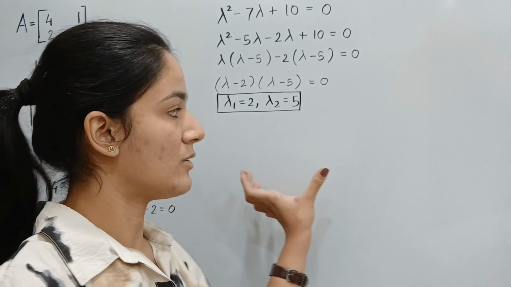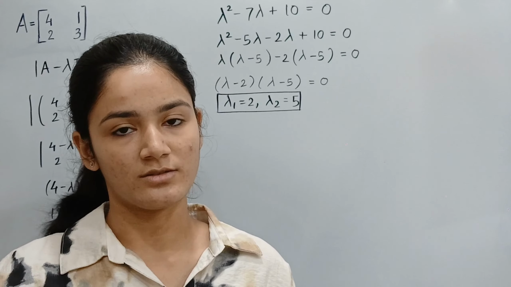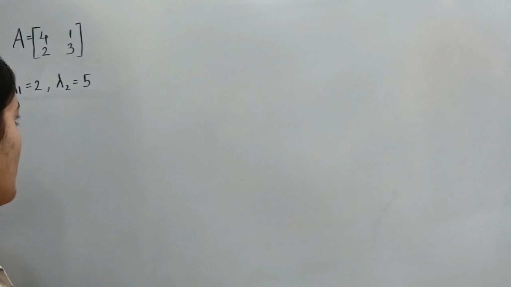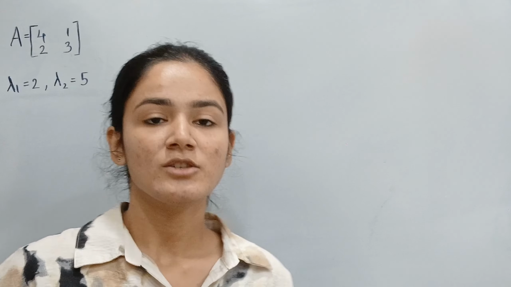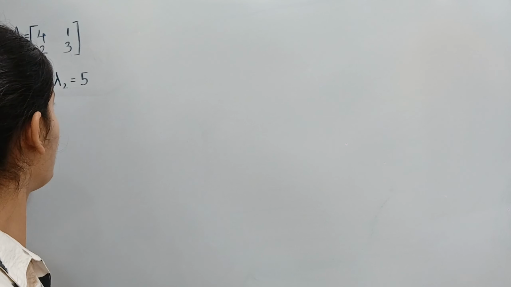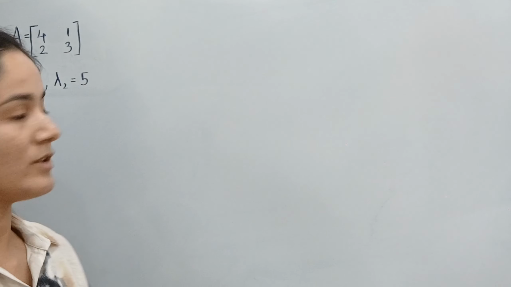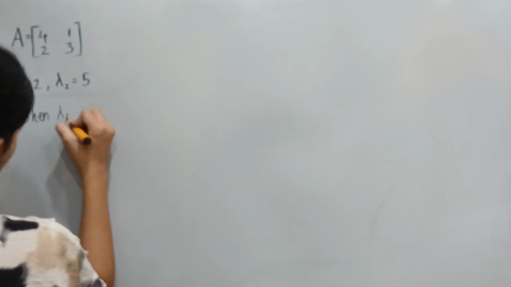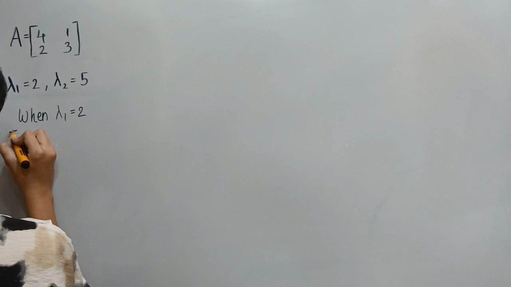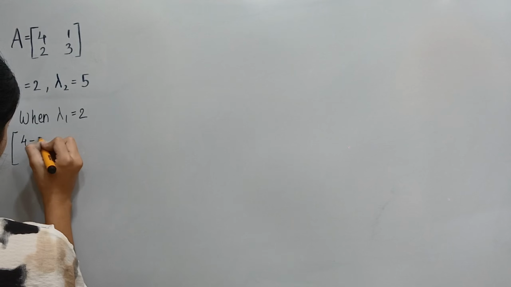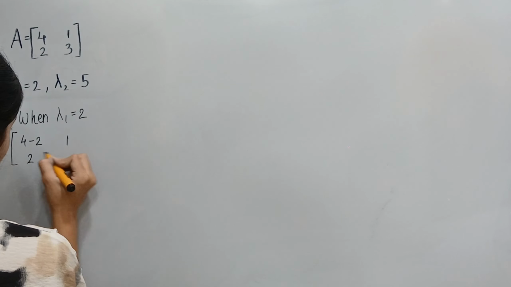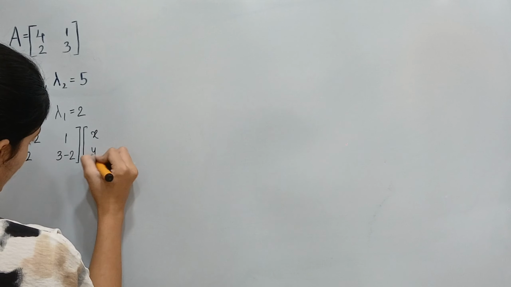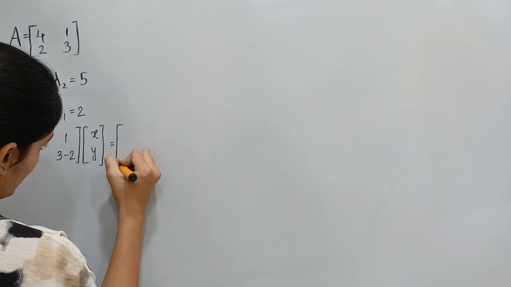With the help of these eigenvalues, now we will find out the eigenvector. So here we have the eigenvalues as lambda 1 equal to 2 and lambda 2 equal to 5. Now we have to find out the eigenvectors. So instead of putting lambda, we will put the values 2 and 5. So first we will take the case of when lambda 1 equal to 2. So the matrix will become 4 minus 2, 1, 2 and 3 minus 2 into x, y equal to 0.